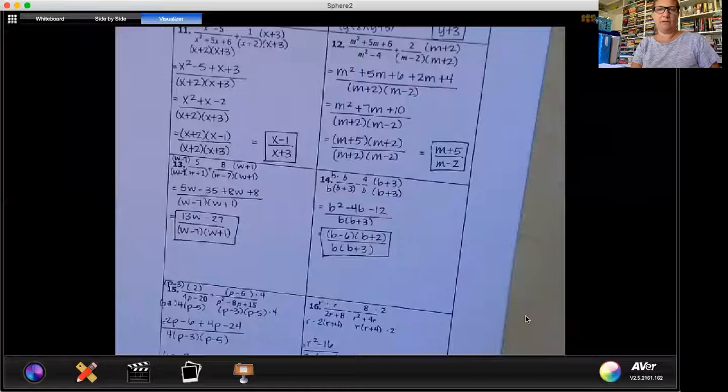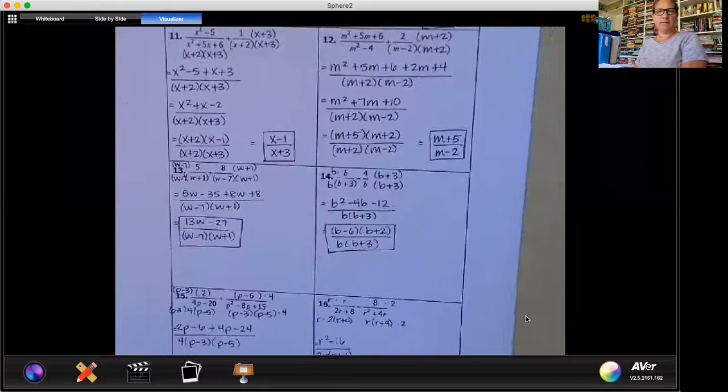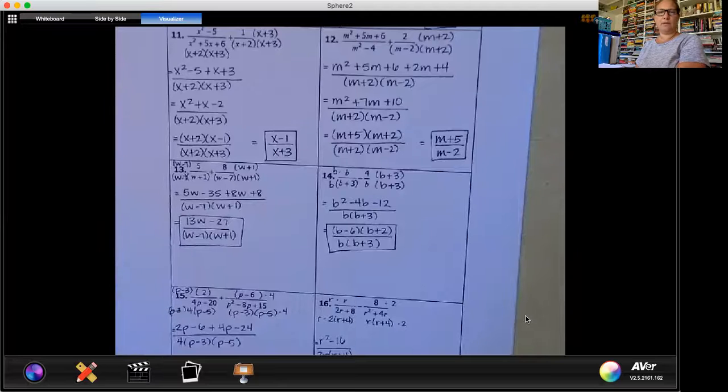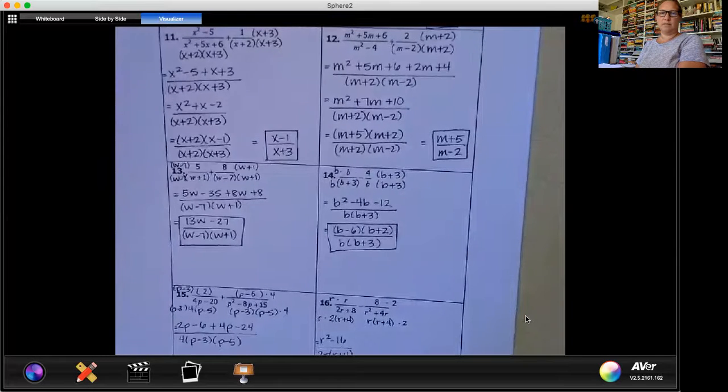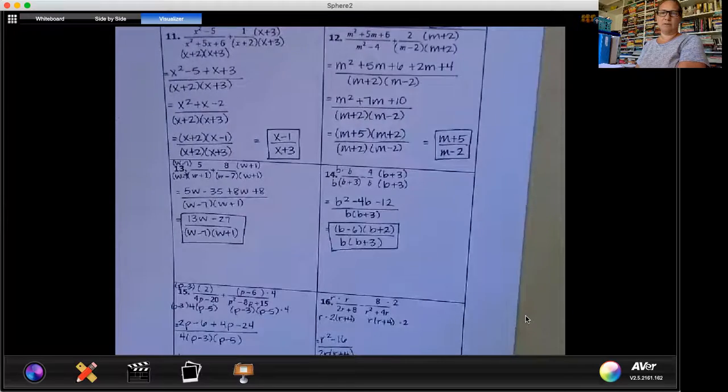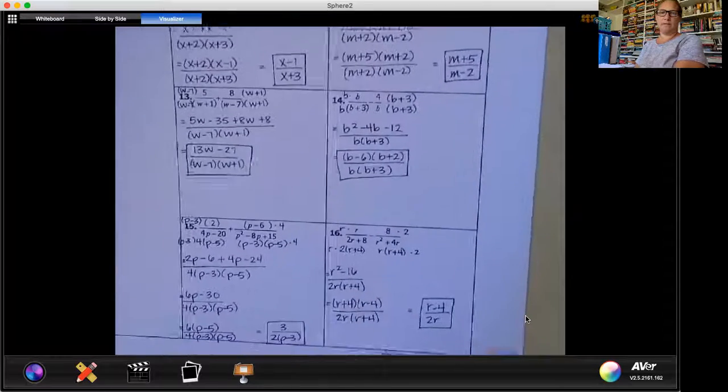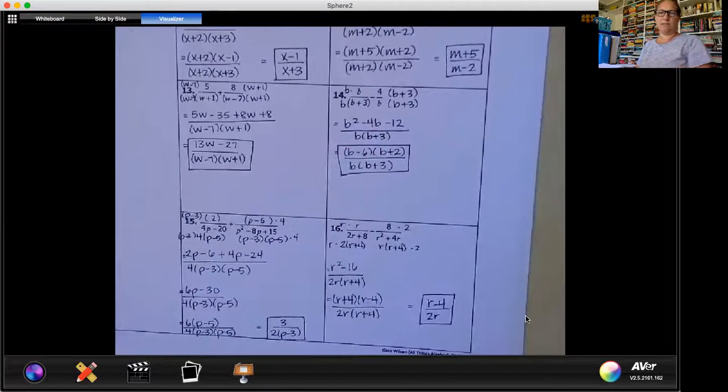All right, guys, welcome back. Let's take a look and see how you did. This has all the work on it, so let me know if there's something that you need to see or have questions on. Number 11 is x minus 1 over x plus 3. Number 12 is m plus 5 over m minus 2. 13 is 13w minus 27 over w minus 7w plus 1. 14 is b minus 6 times b plus 2 over b times b plus 3. 15 is 3 over 2 times p minus 3. And 16 is r minus 4 over 2r.